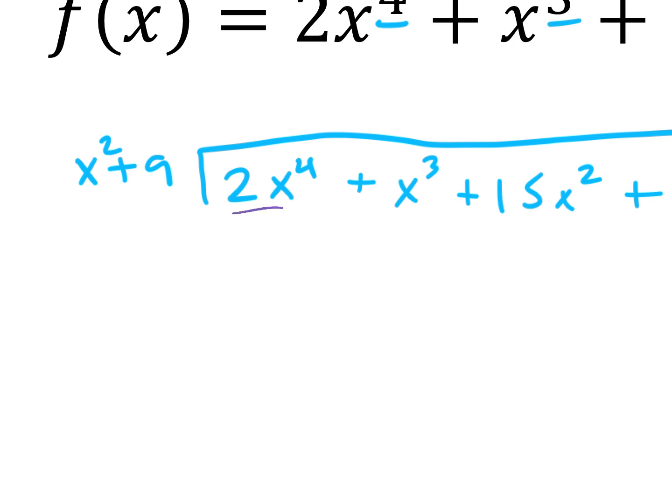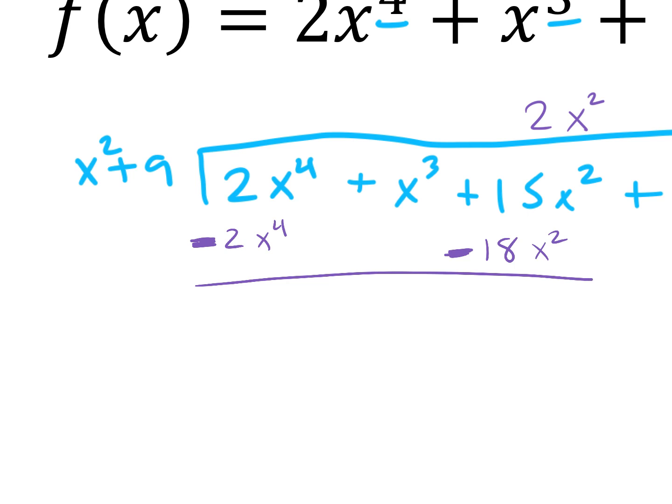So what's 2x to the 4th power divided by x squared? 2x squared. So I'm going to put that 2x squared on top of the x squared term. You got to keep our terms in line. Once I divide, we can multiply everything out front. So 2x squared times x squared would be 2x to the 4th power. 2x squared times 9 would be 18x squared. What do I do next? Change the sign, and combine.